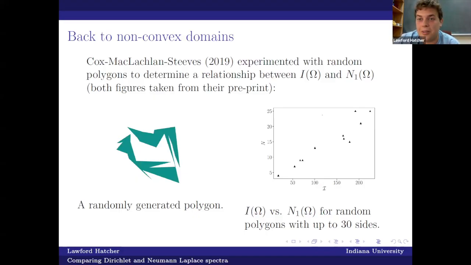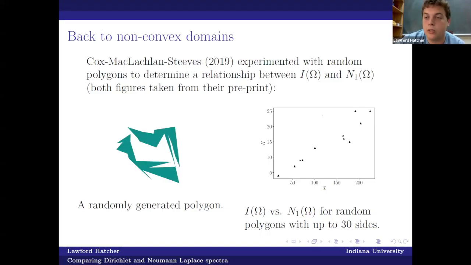If you look at the plot, it looks like there's a pretty strong linear relationship between the two quantities. So something I expect is that there should be some true relationship between these two quantities for non-convex domains, as long as you don't allow for weird pathologies. But it's a very hard question to say how to rule out pathologies. What is a pathology here?